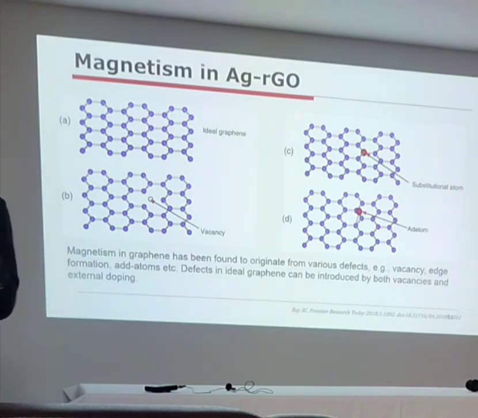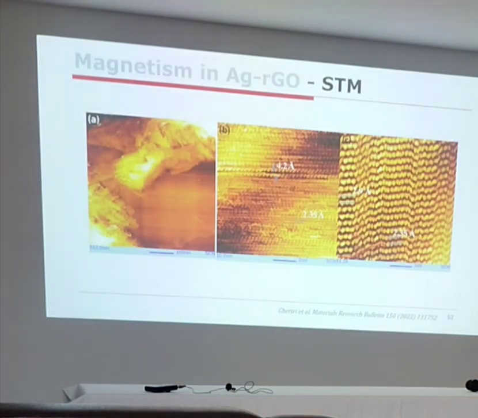Okay, as I said, graphene is a diamagnetic material. If you just take pristine graphene synthesized through CVD and transfer it, you will not see any kind of magnetism in it. But as soon as you start introducing defects, whether it is a single atom or some kind of adatom added to the surface, you will begin to see the property because of the addition of that single entity.